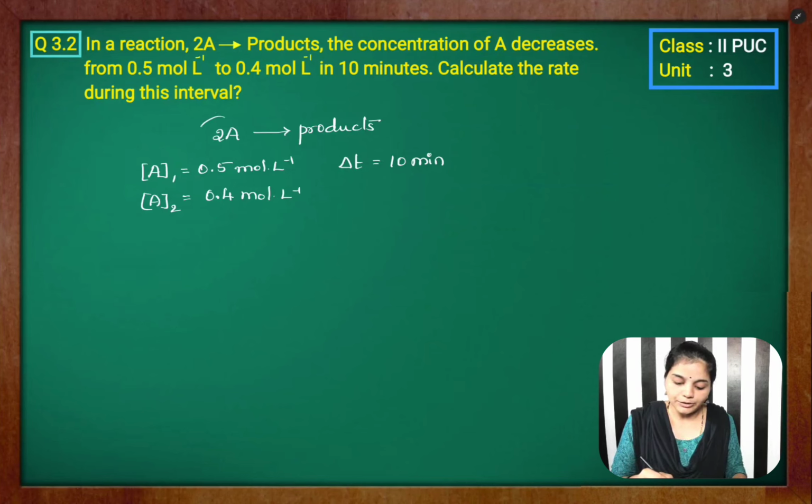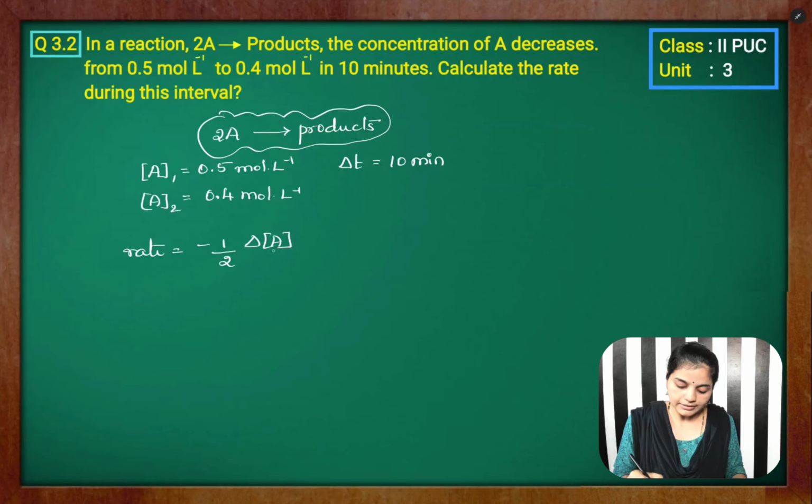So from this equation, 2A giving products, we can write rate is equal to minus 1 by 2 into delta A, that's the change in concentration of A, divided by delta T, that is the change in time, or T2 minus T1. So substituting, we have minus 1 by 2, and the change in concentration of A is A2 minus A1, divided by delta T.